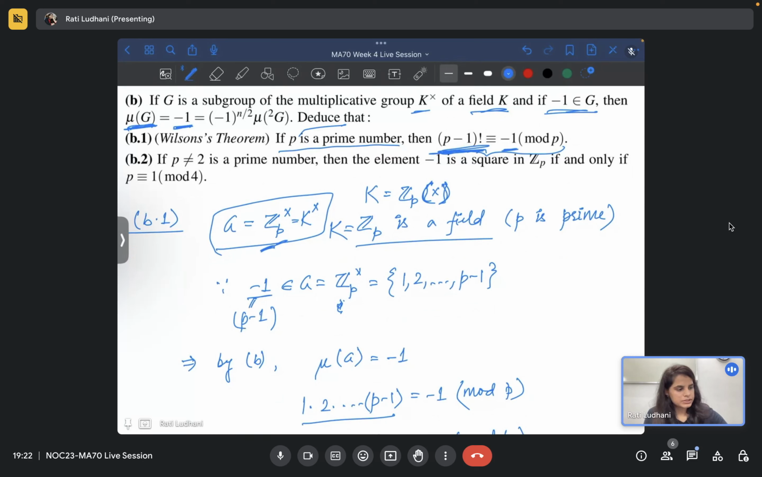Okay, so this is done. Now the second part: if p is not equal to 2 is a prime number, then the element -1 is a square in Zp if and only if p is equal to 1 mod 4. Actually, this is a very good statement. You can even prove that there are infinitely many primes of the form 1 mod 4.